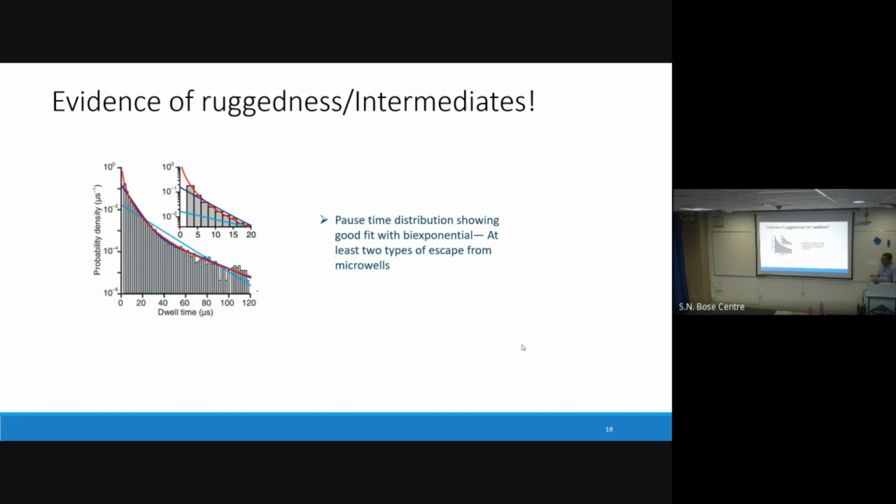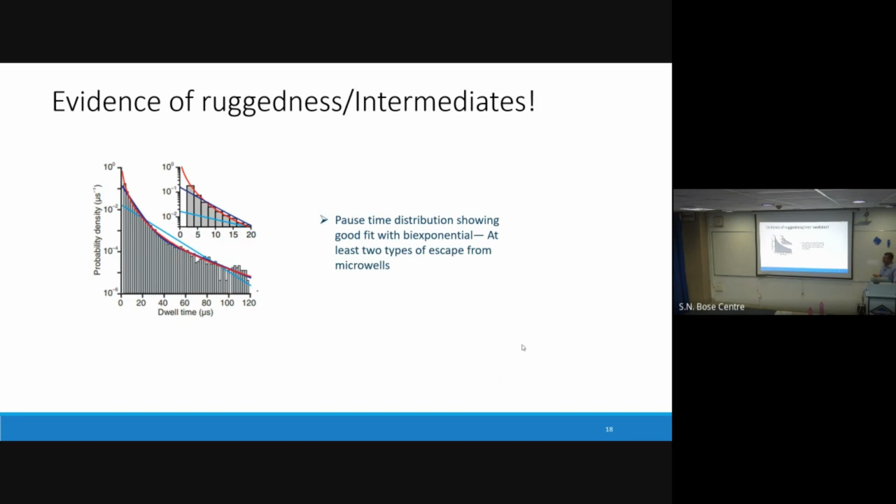If there is only one well, it should only give the single exponential that I mentioned earlier. However, the simplistic view is that at least two types of micro wells are there. So keeping that in mind, we then try to explain that diffusive dynamics theory using the microscopic point of view. So what is the microscopic point of view?